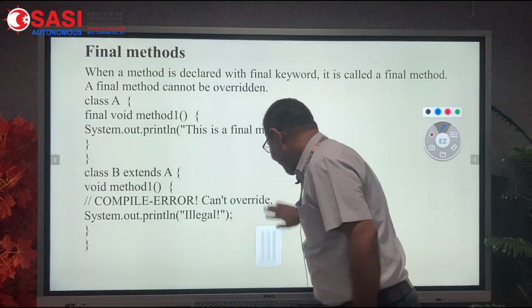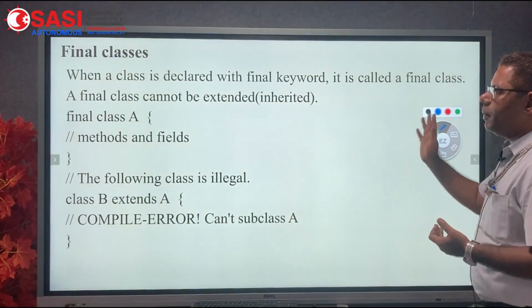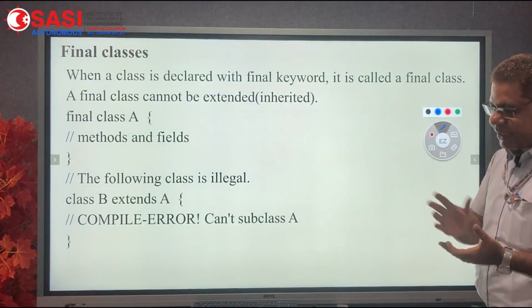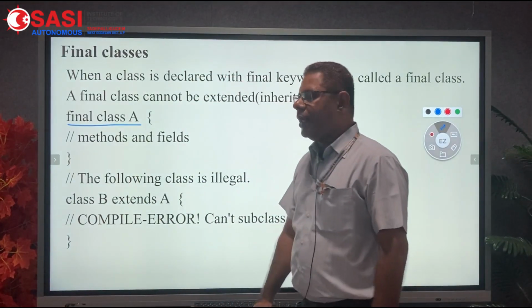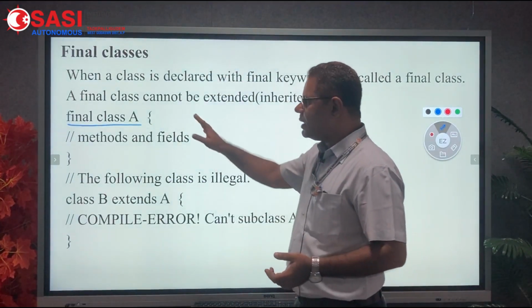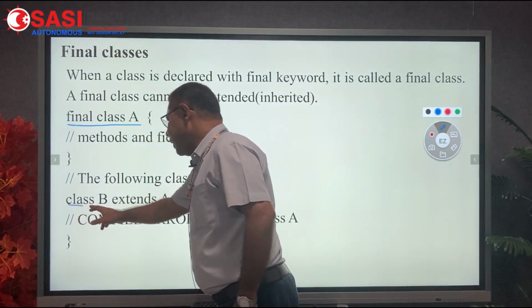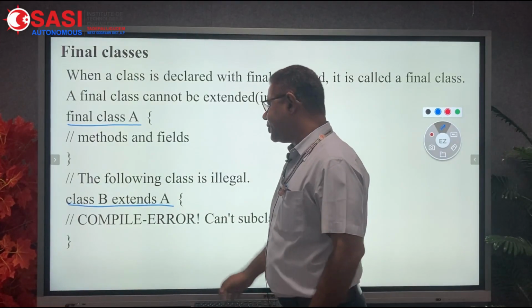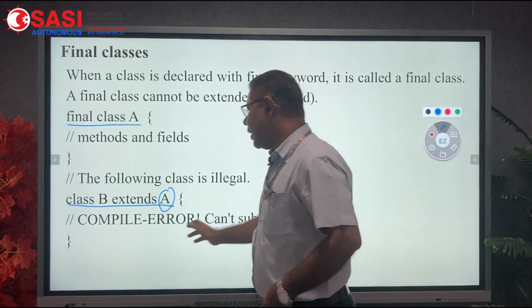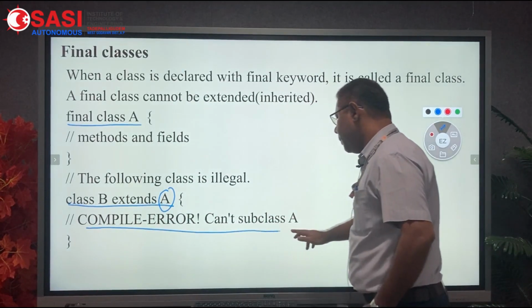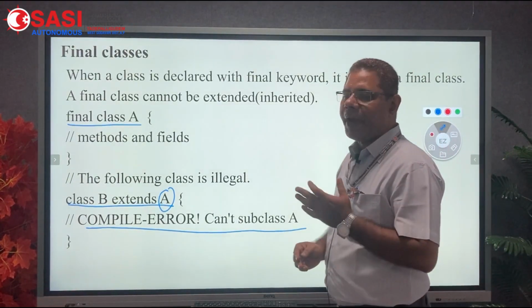Next we can see the final class. When we declare a class as final, it cannot be inherited. That means it cannot be extended. For example, final class A. Whenever we declare a class as final, the class A properties cannot be used in any class. When we try class B extends A, we are trying to use the class A properties in class B. It will return a compile error, cannot inherit from final A. So this is the advantage of the final keyword.